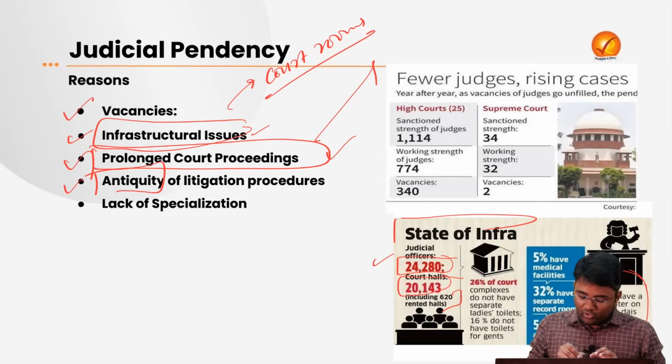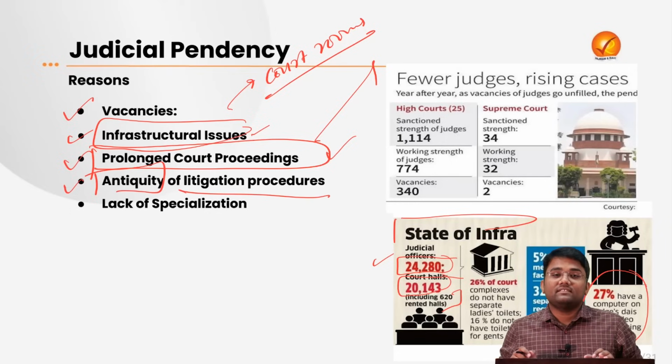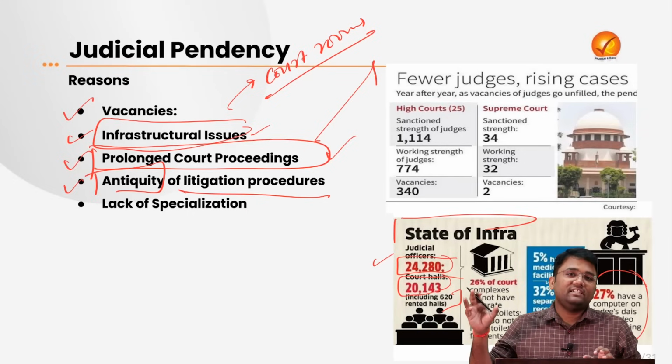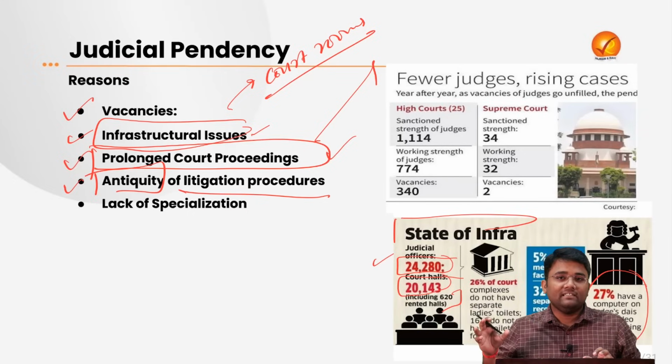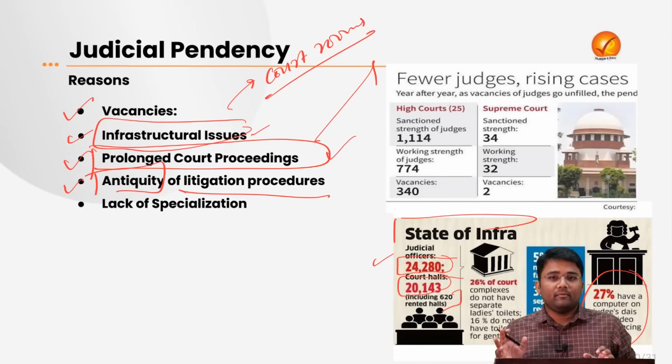Then the antiquity of the litigation procedures. There are some cases that have been going on for the last 50, 60, 70 years, and it becomes very difficult for a judicial officer to track all the details, to go through all the details of that particular case and then give a proper judgment, because until a proper judgment is given, it will become very difficult for society to move in a better direction to ensure social justice prevails in the society.